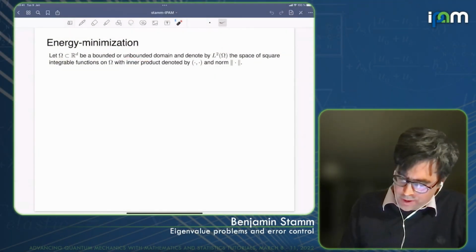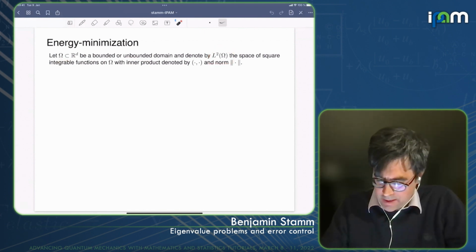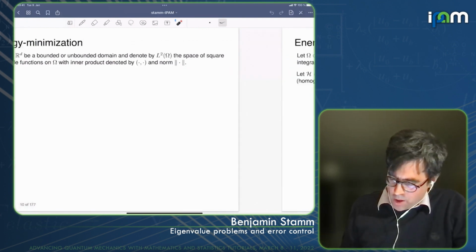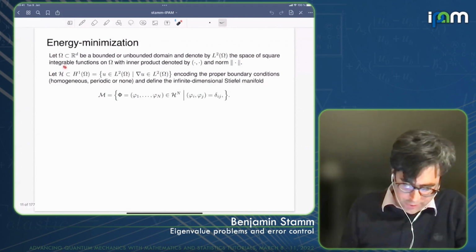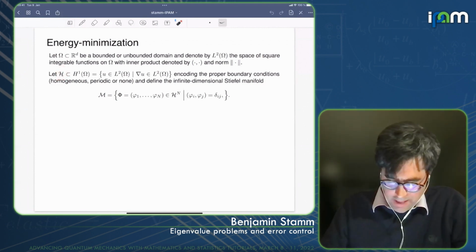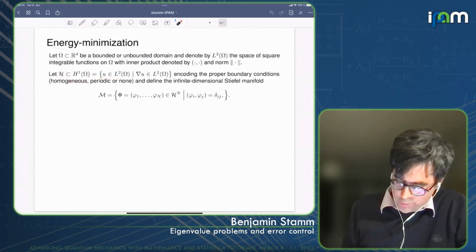Just to set the notation, let omega be a bounded or unbounded domain, and we denote by L2 the space of square integrable functions on omega with inner product denoted by this notation and the norm correspondingly. Then we focus on certain subspaces. This is denoted by curly H, which is a subspace of H, of functions that are L2 with gradients that are L2.